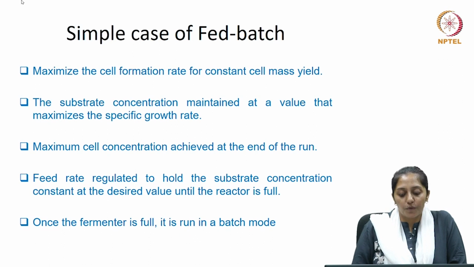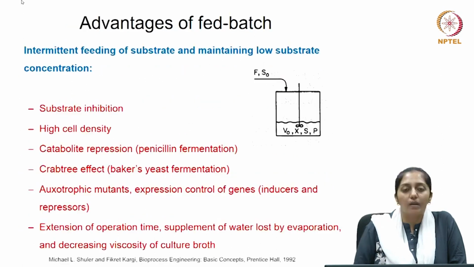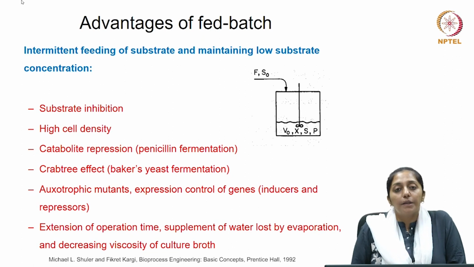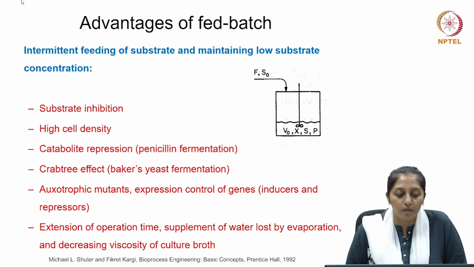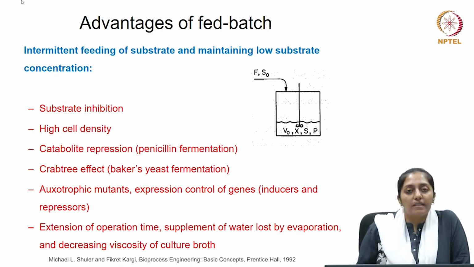Once the fermenter is full, then as I said earlier, the reactor is run in batch mode for maximum utilization of the residual substrate if present in the reactor. Now, let us take some examples as advantage of a fed batch process. Intermittent feeding of substrate and maintaining low substrate concentration. Now, let us take some examples like substrate inhibition.